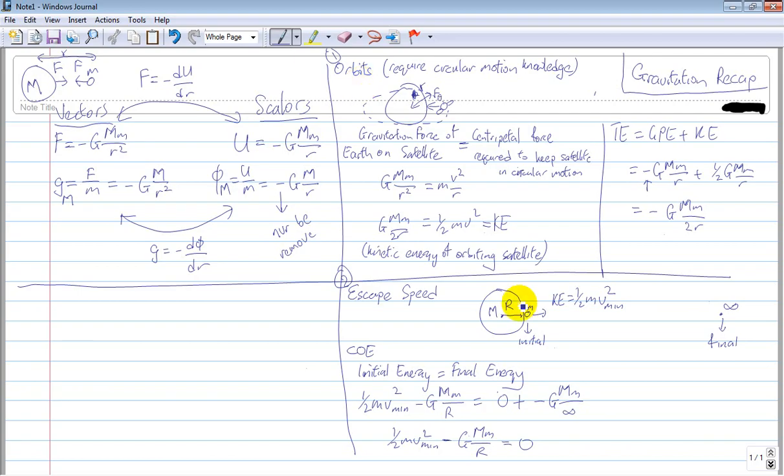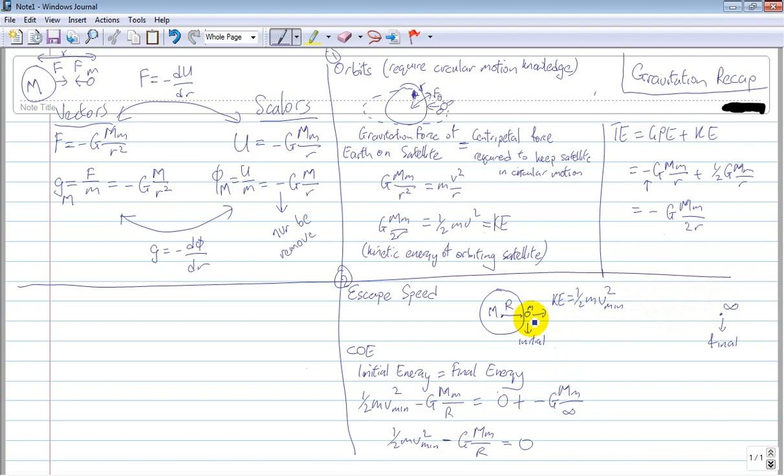Realize that if I have a mass over here, and this is the planet, and a small mass that's trying to escape, at this position, which is my initial position, I have to move towards infinity. For me to go to infinity, I must have a certain minimum kinetic energy. What is that? We can look at conservation of energy to explain this.